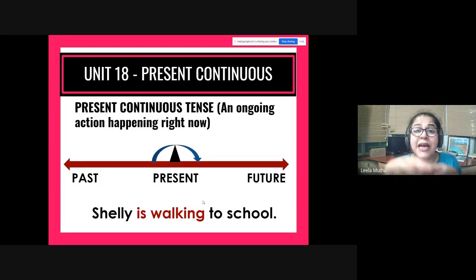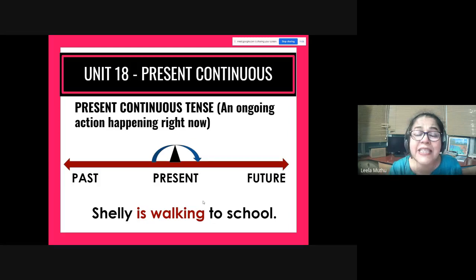All these actions are ongoing actions without stopping at the moment, which is represented by the navy blue arrow in the present position, center position. An ongoing action in the present, verb plus ing. Okay, so how will you say it with Shelley?